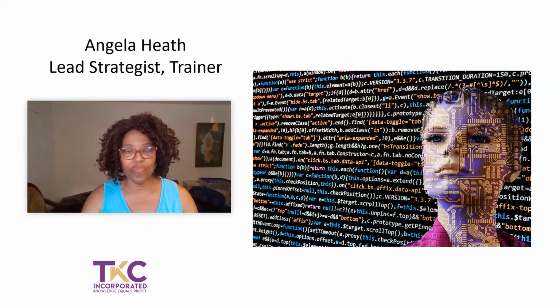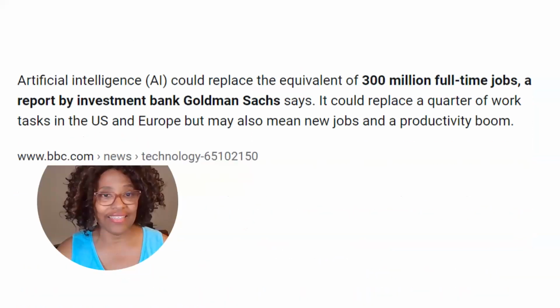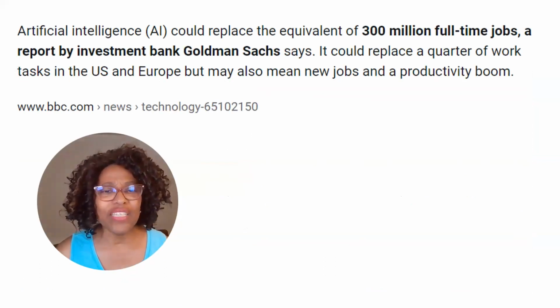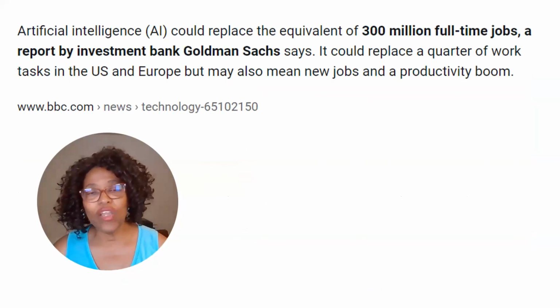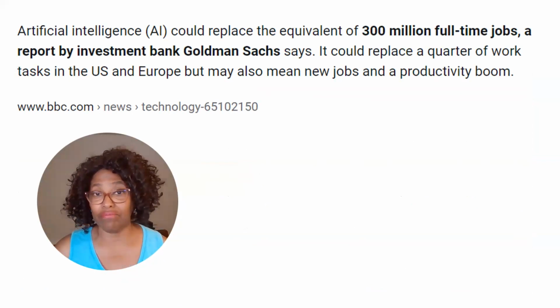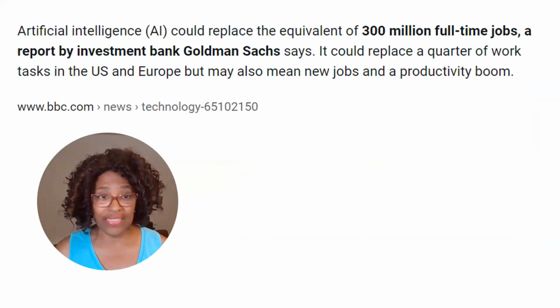Because you've probably seen some things like this. That AI is going to take everybody's job away. At least 300 million jobs. And if it's going to take away jobs, doesn't that mean it might take away some of your business opportunities?